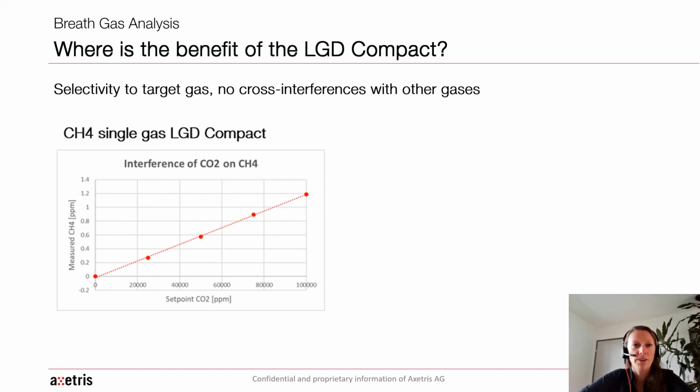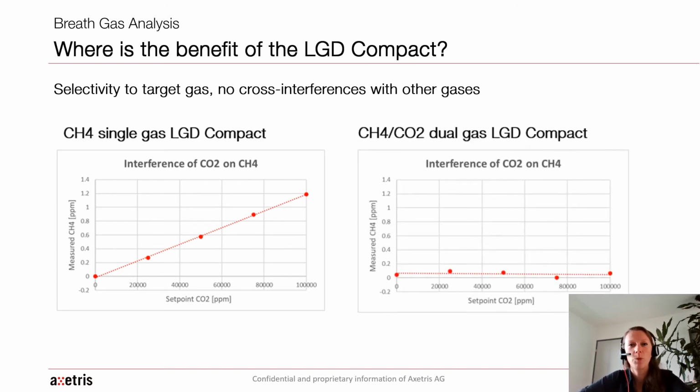I have here on the left side a measurement from an LGD calibrated only for CH4, but not for CO2. And in this diagram, you can see the measured CH4 when we add only CO2 and nitrogen to the gas cell. With increasing CO2 level, the CH4 concentration increases slightly. So we have an influence from the CO2 peak in the spectrum on CH4. Let us now take the LGD calibrated to CH4 and CO2. That means we have 2 target gases. Here the CH4 remains stable, no matter how much CO2 is applied.